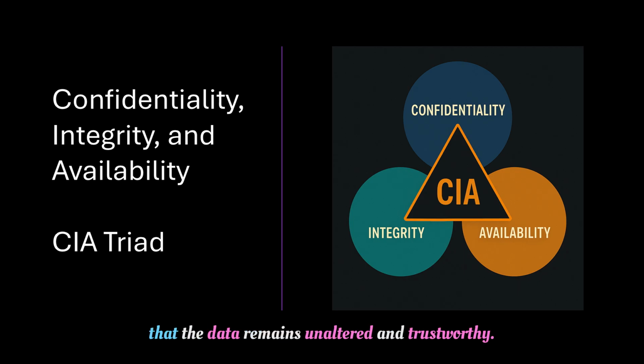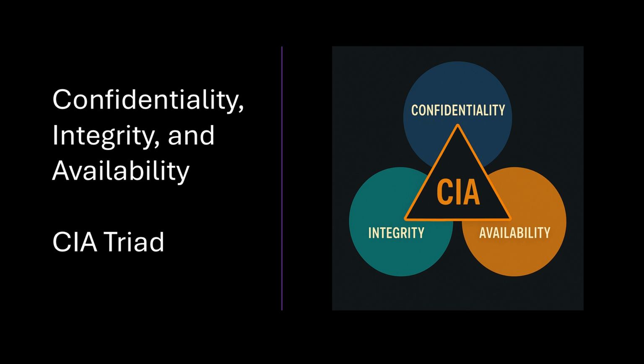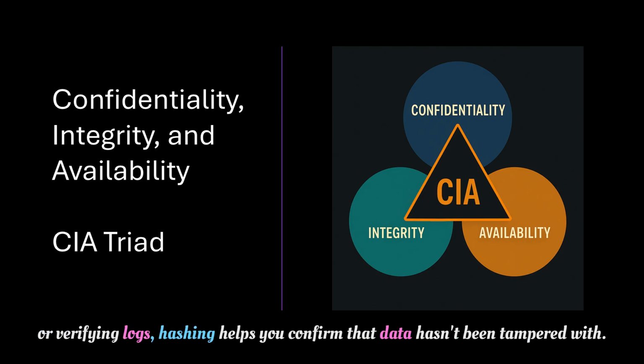Integrity ensures that the data remains unaltered and trustworthy. You want to know that what was sent is exactly what was received. Cryptographic hashing gives you that assurance. Whether it's validating software, checking backups, or verifying logs, hashing helps you confirm that data hasn't been tampered with.